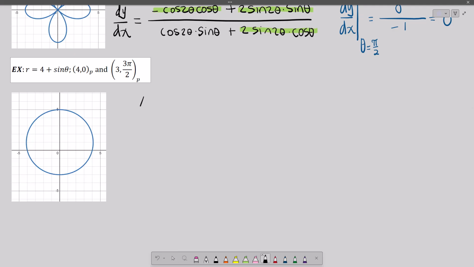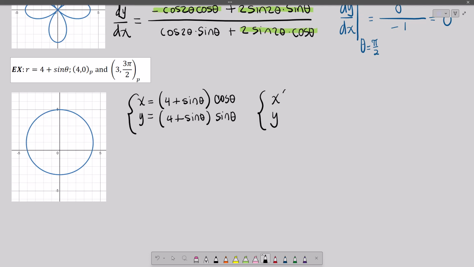So this polar curve first gets converted to parametric because it's easier to find a parametric derivative, y prime over x prime. So x is going to be r times cosine theta, where r is 4 plus sine of theta, and then y is r times sine of theta. Right. So those are the parametric equations for this polar curve, or that circle thing. Looks like a circle. Probably is.